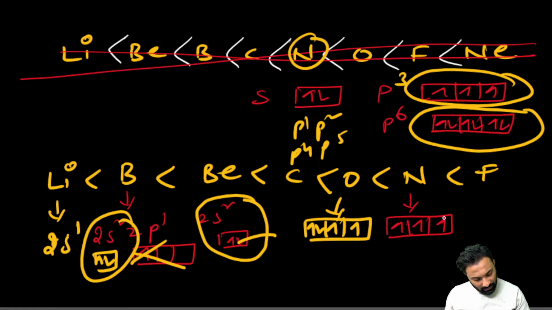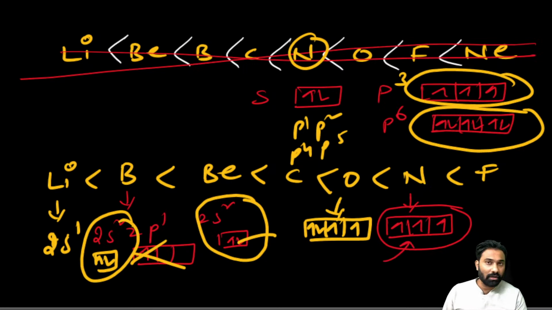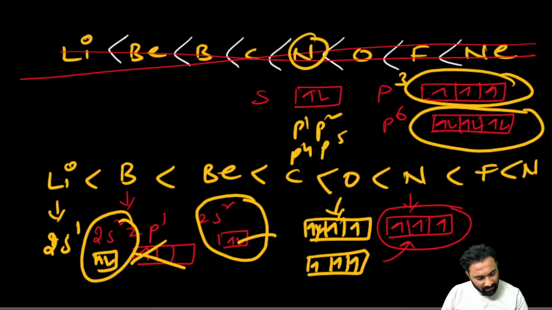Now here this is a half-filled stable electronic configuration of nitrogen. Making the stable one unstable requires higher energy. But for oxygen, if I remove one electron from here, very quickly it will reach the half-filled stable electronic configuration in this manner. Making the unstable one stable requires lesser energy. Making the stable one unstable requires higher energy. That's the reason this is our expected order.